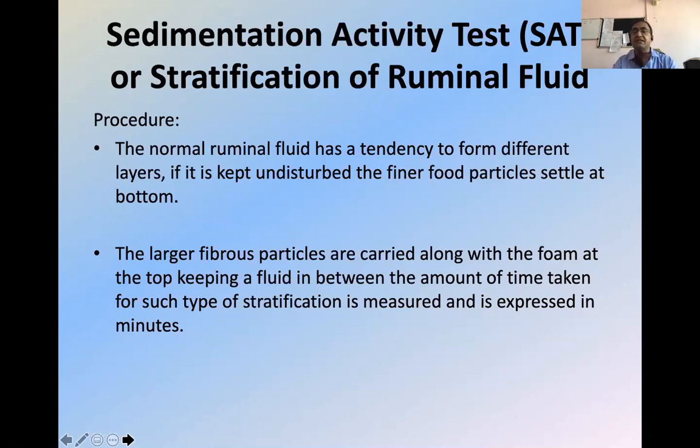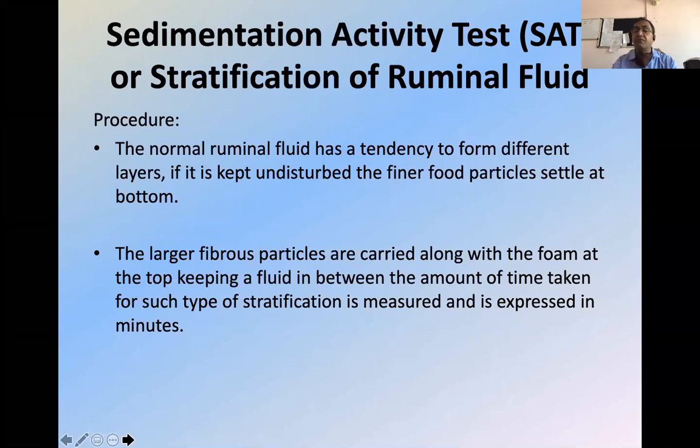So for the sedimentation activity test, or stratification of rumen fluid, we will see the procedure first. The normal fluid has a tendency to form different layers. When you collect the fluid, as with any type of fluid, and keep it undisturbed, you will find different strata. On the top, something will be there. On the bottom, something will be there. And in between, there will be some clear fluid.